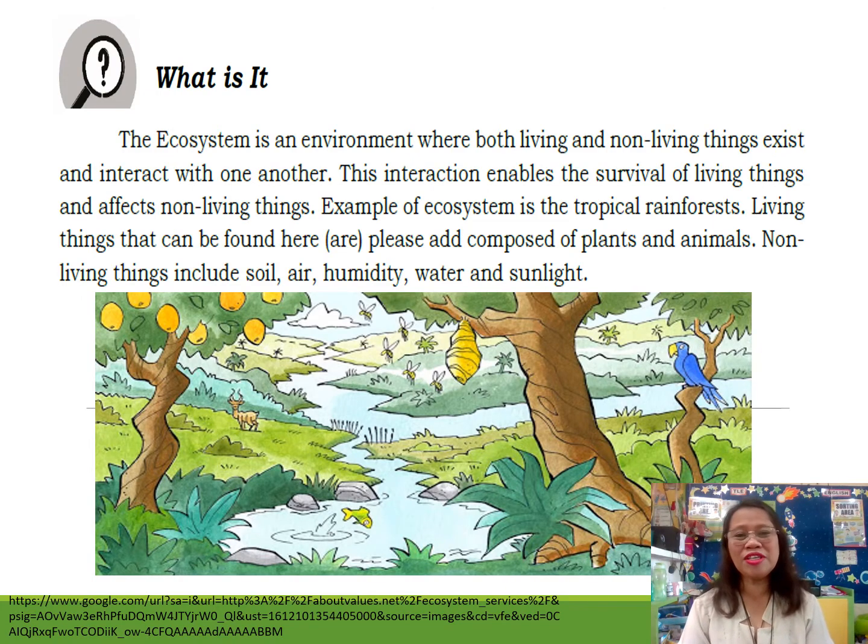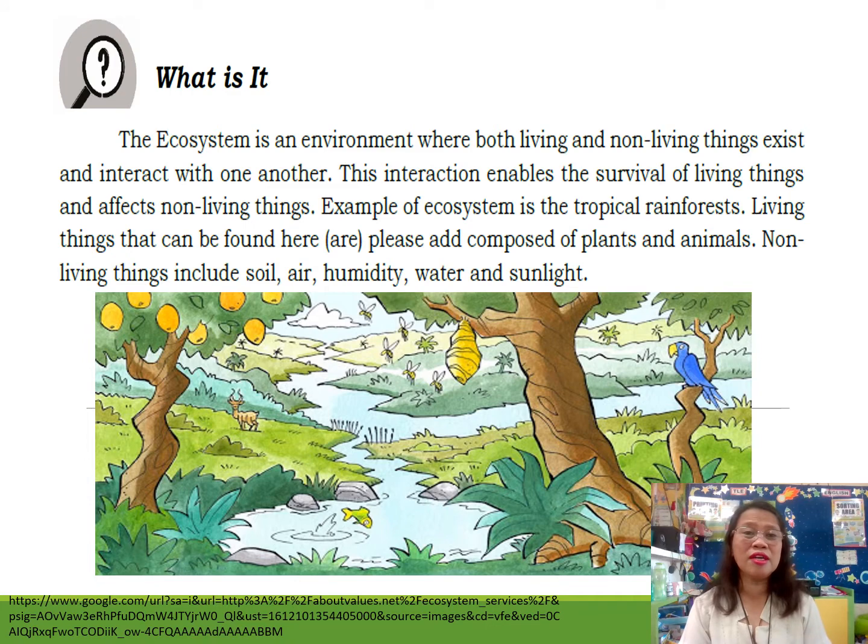The ecosystem is an environment where both living and non-living things exist and interact with one another. So, ang atong lugar nga gipuy-an is an example of an ecosystem. Ang diri sa school nga amo permi trabahuan is also an example of an ecosystem. There are living things and there are also non-living things. Now, these living things and non-living things are interacting with one another.